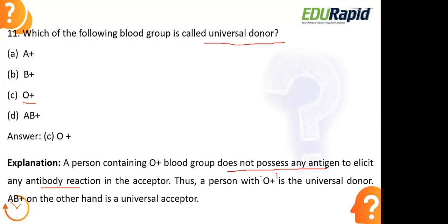That is the reason blood group O positive is known as universal donor, whereas AB positive is considered as universal acceptor. That is, they can receive blood from everyone else. They can easily accept all the different kinds of blood. So we can provide A positive, B positive, O positive, all the different blood groups to an AB positive person. Moving to the next question.